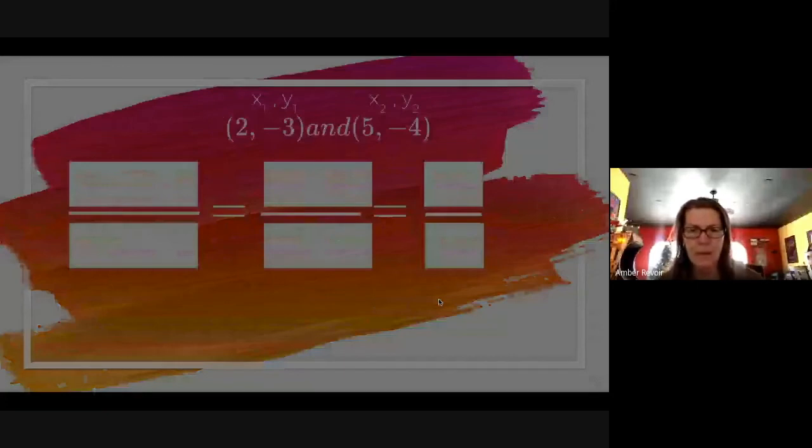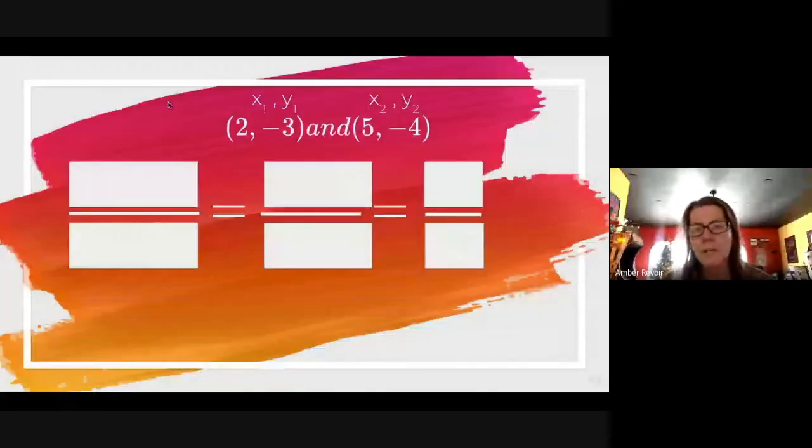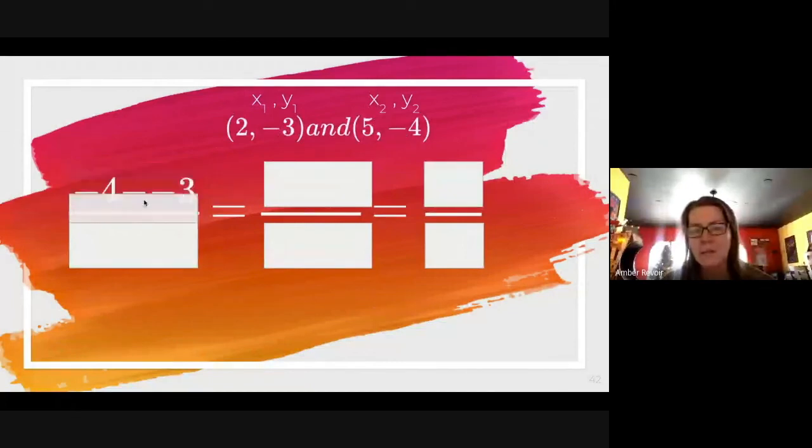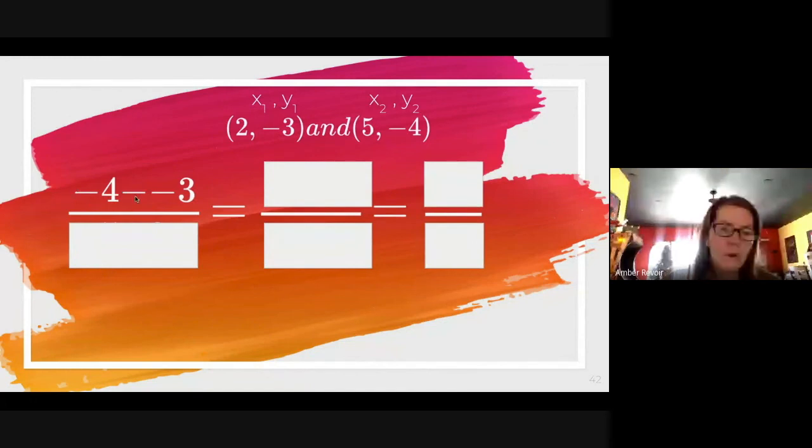Okay, so here again, we take our y2 minus our y1. So we're going to take -4 minus -3. We have to keep these negative signs with it, okay? But remember, it's a subtraction problem. So don't forget about the subtraction in it. So it's -4 minus -3. You can't just get rid of that minus because this is a negative number. You have to keep those signs with them, okay? So we would have to do keep, change to solve that.